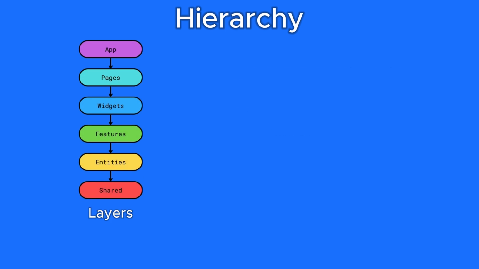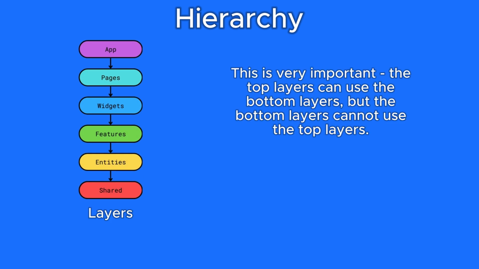A defining characteristic of FSD is its strict hierarchical dependency flow. The layers form a unidirectional structure: shared at the base, followed by entities, features, widgets, pages, and app at the top. Lower layers can be imported by those above them, but reverse dependencies are strictly forbidden. This rule prevents circular references, preserves layer independence, and ensures that changes in higher layers do not destabilize the foundational ones. Adherence to this hierarchy is essential for maintaining a clean and predictable architecture.